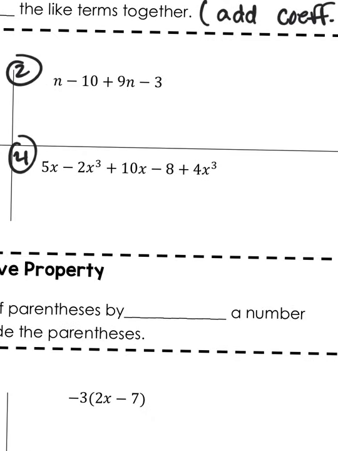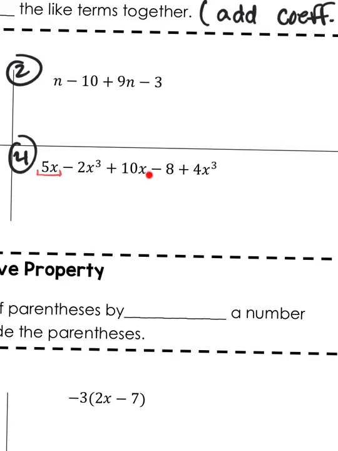This one is a lot longer, but we're going to start the same way. My first term is 5x. I am going to look for any other terms that would be a like term with 5x. This next term, negative 2x cubed, almost a like term. It has the x, but the exponent is not the same, so that doesn't work.